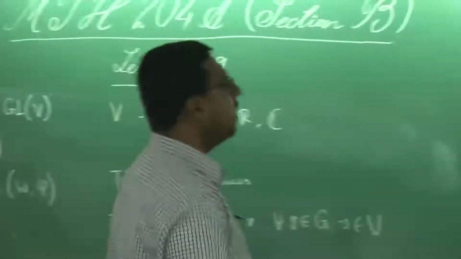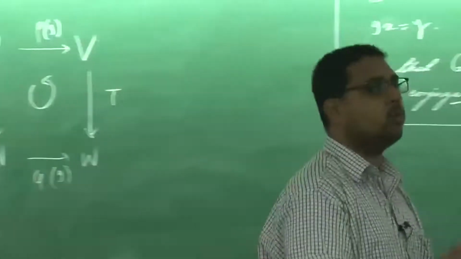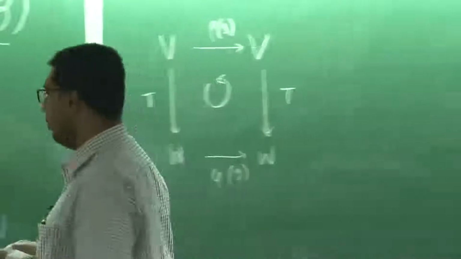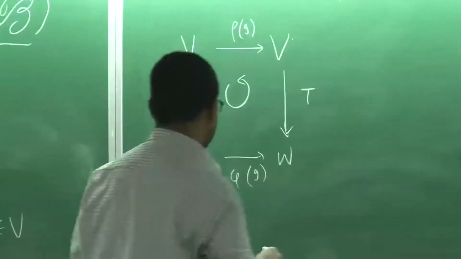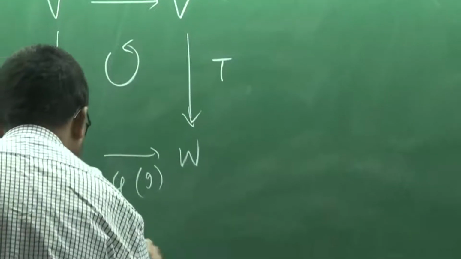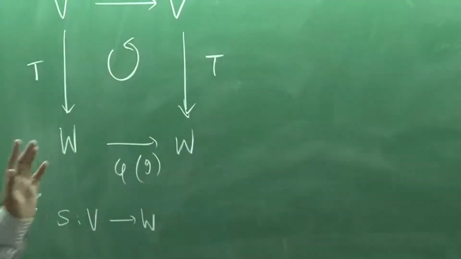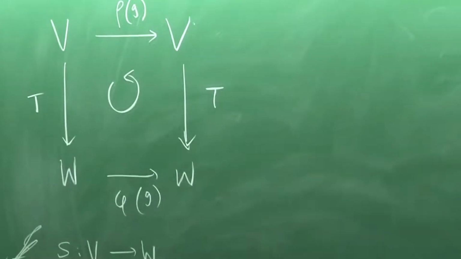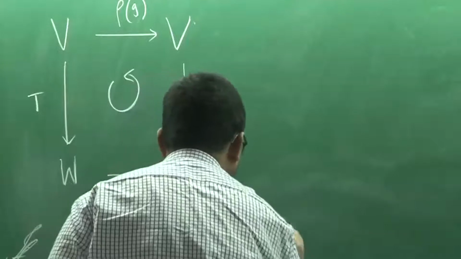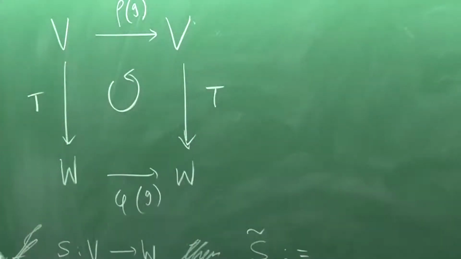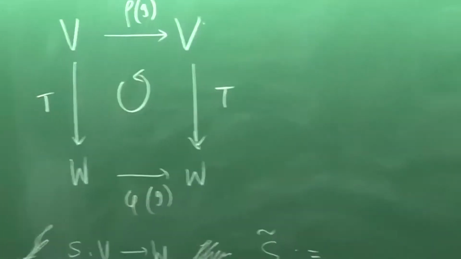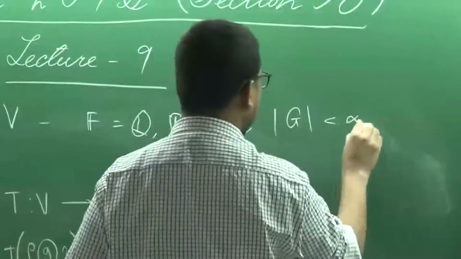However, we do have a mechanism to construct a G invariant linear map from a given linear map from V to W. What I mean by this is the following: let us say S is just a linear map from V to W. I do not care whether it is G invariant or not. From that we can construct the following map S tilde, which you can easily see to be G invariant. Here, as I said, we assume G to be finite.